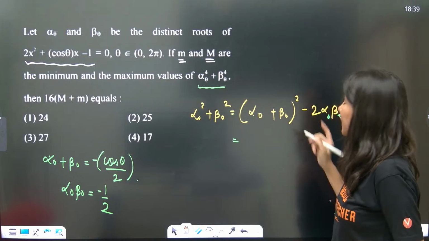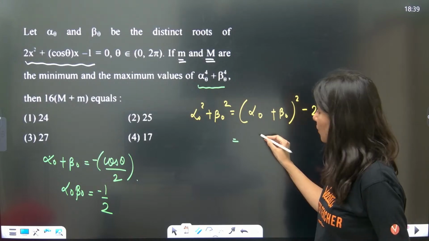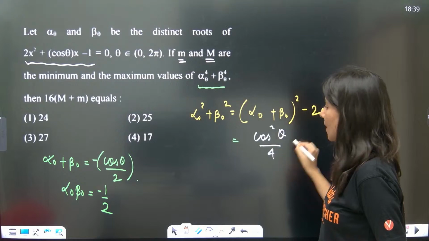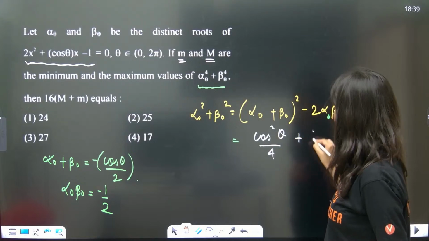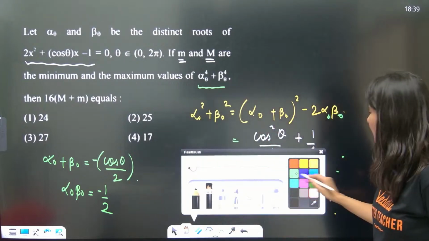So alpha naught plus beta naught whole square. Alpha naught plus beta naught whole square. So this is cos square theta by 4 plus 1 by 4. Okay, so this is how alpha naught square plus beta naught square will look like.